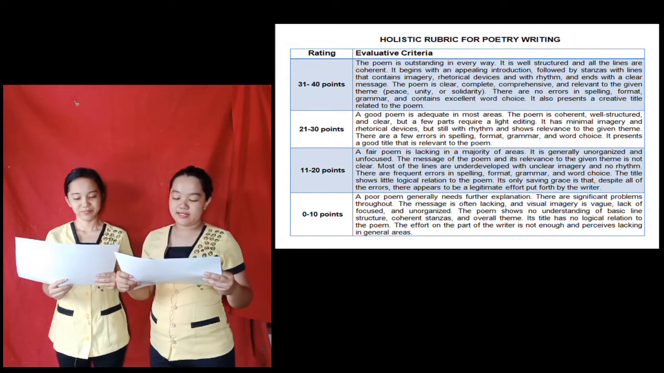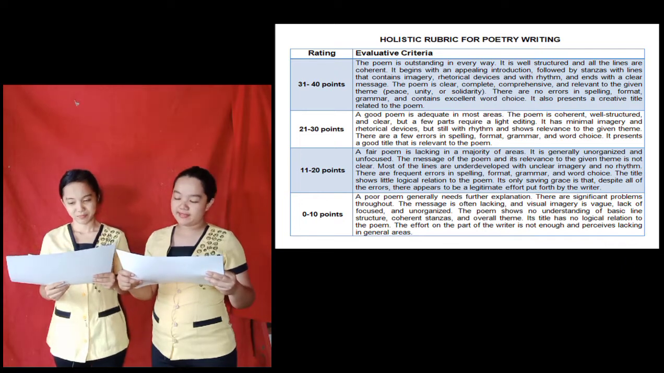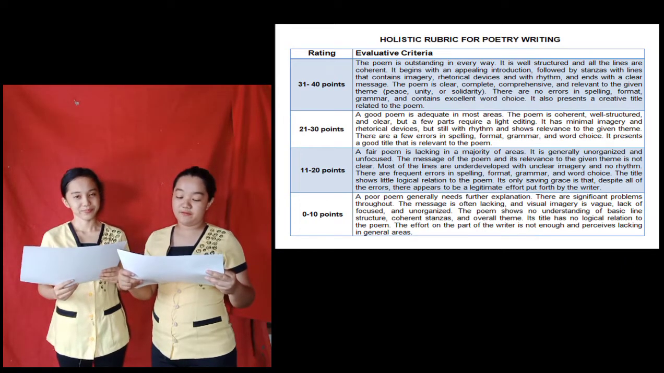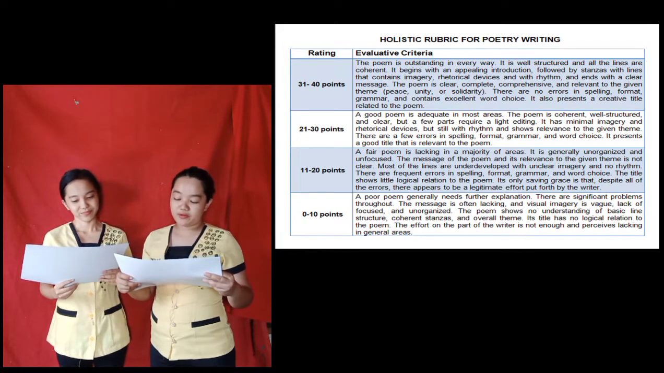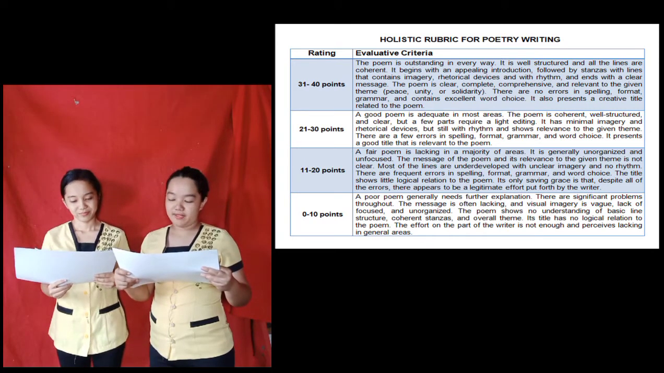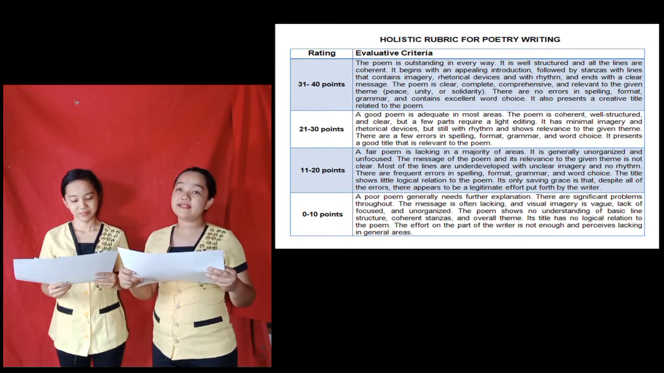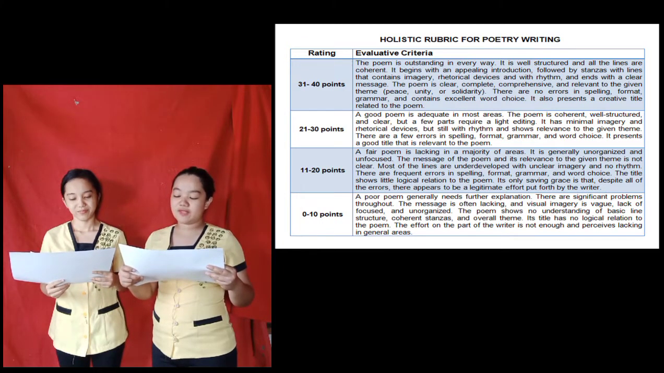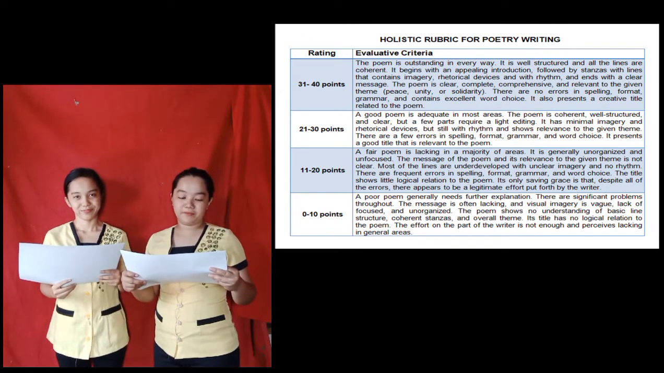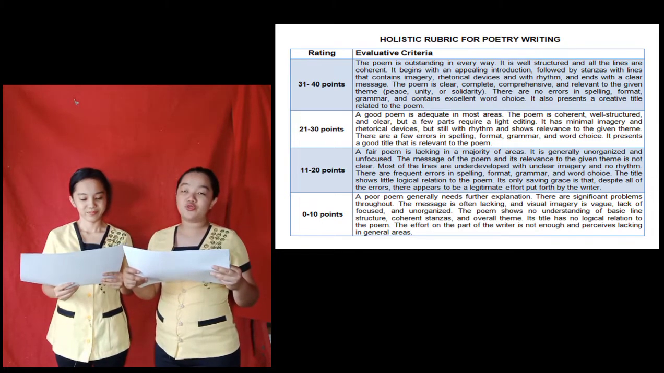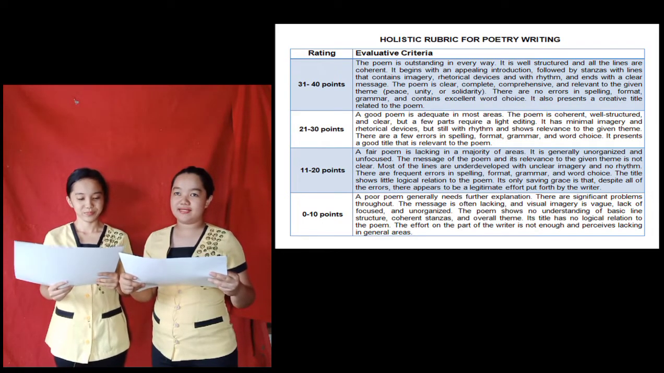The poem is clear, complete, comprehensive, and relevant to the given theme. There are no errors in spelling, format, grammar, and contains excellent word choice. It also presents a creative title related to the poem. This is equivalent to 31 to 40 points.